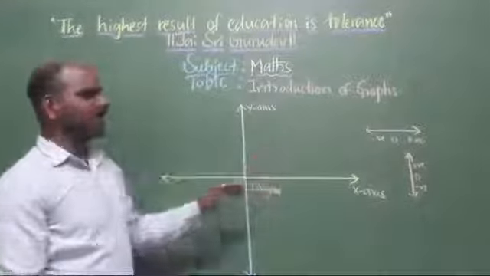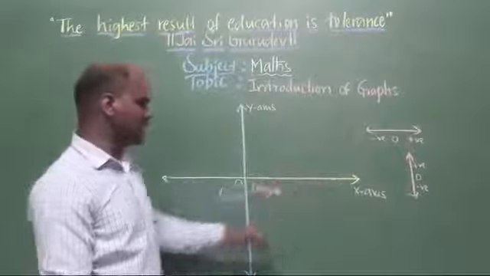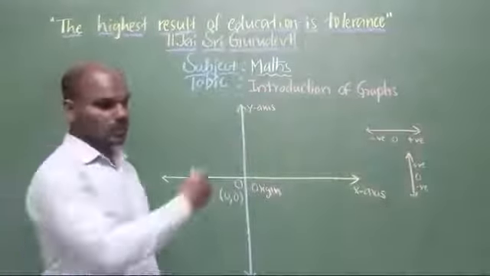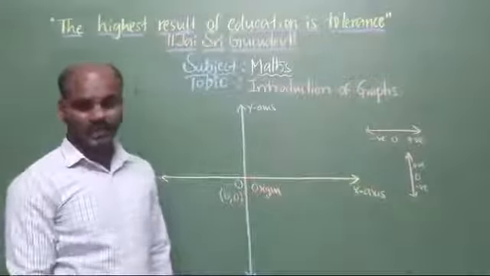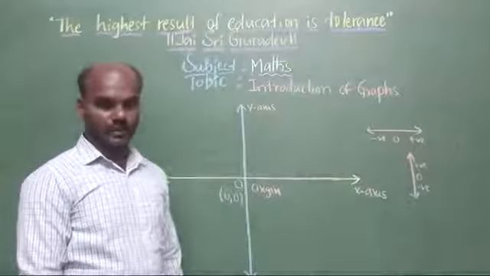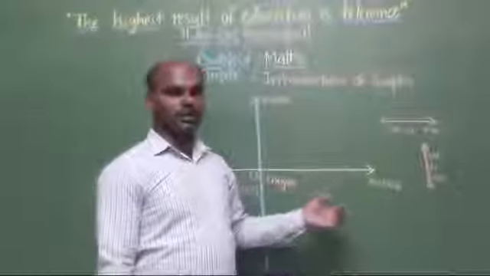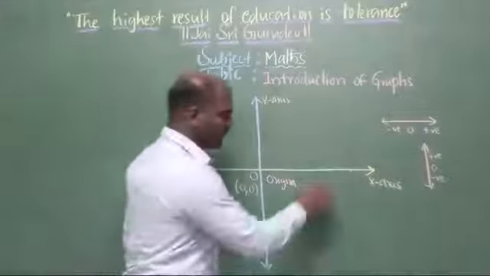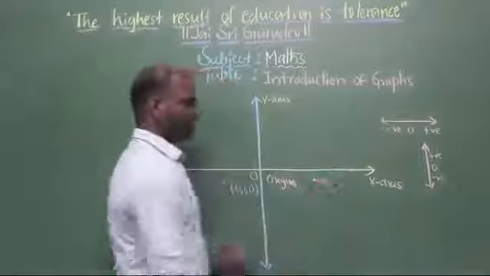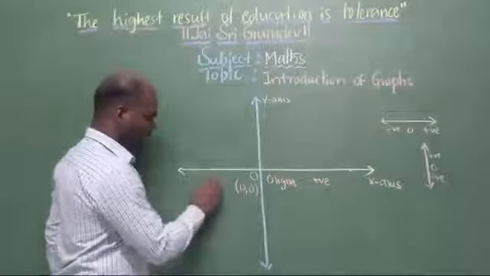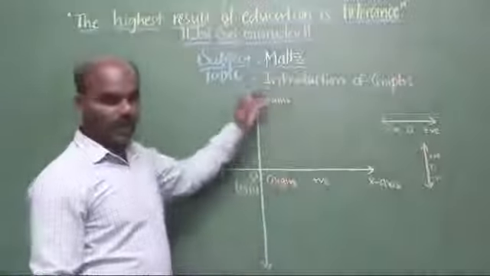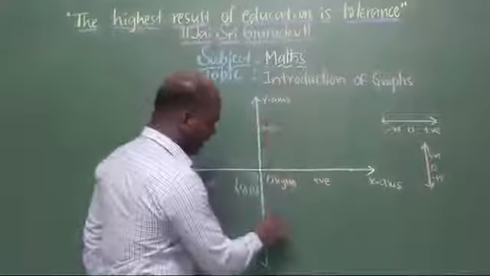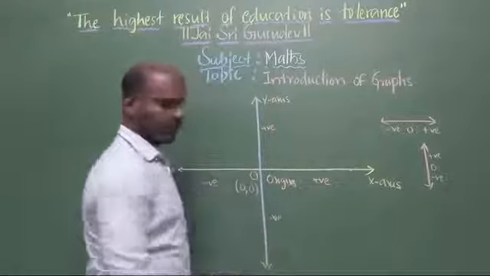Based on that, now I am taking the values on the x-axis and the y-axis. On the right side, which type of numbers should be taken, children? Positive numbers only. Yes or no, children? Take positive numbers on the x-axis at the right hand side, and the left hand side will be negative. As well as on the y-axis, the top will be positive and downward will be negative. Yes or no, children?